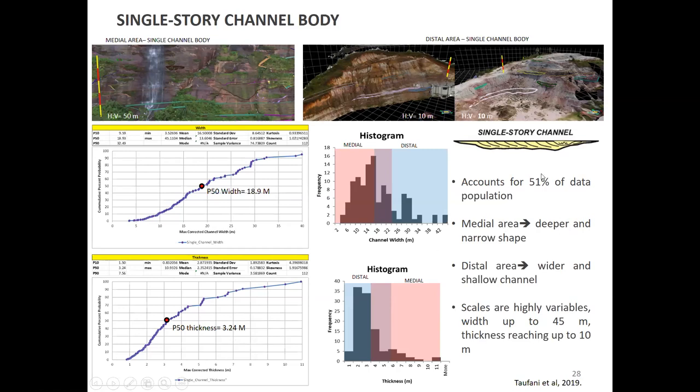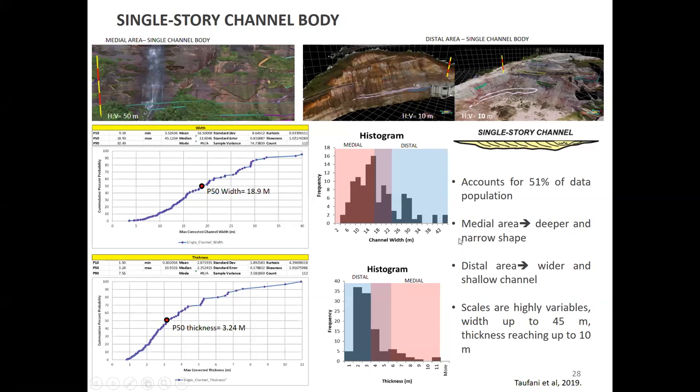So the data collected here is around 50% of the whole data population. If you look at the medial area of the channel, it tends to have a deeper and narrower shape. Meanwhile, in the distal area, the channel is slightly wider and shallower. This is represented by the histograms here and here.